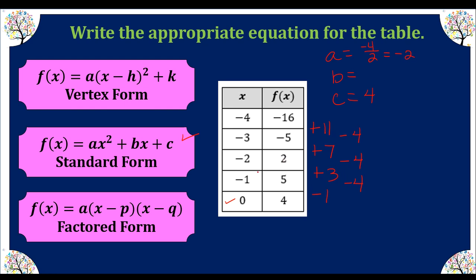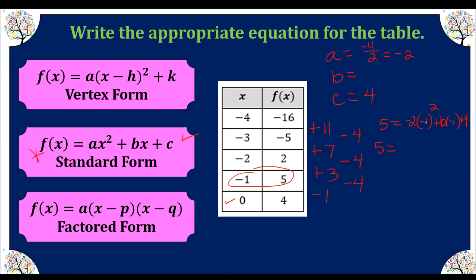Now we're going to use a point other than the y-intercept. We've already used that point. So we can just choose any point you want for x and f of x. So my f of x value is going to be 5. Again, I'm using standard form equation. So I plugged in 5 for f of x. My a value is negative 2. The x value we're using is negative 1. And my c value is 4.